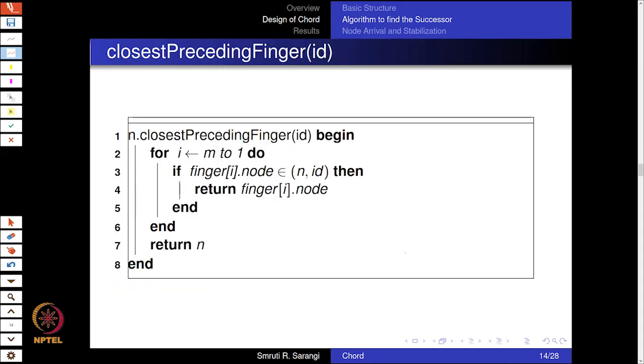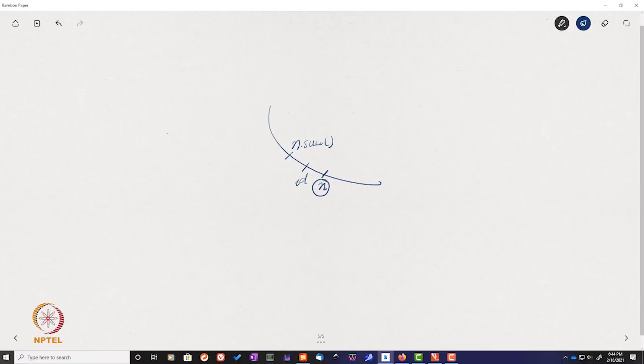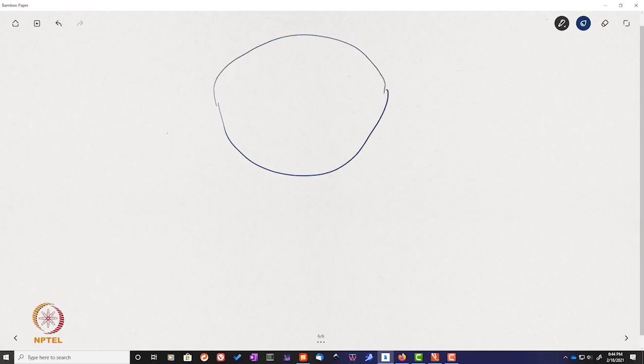So now what I need to do is figure out how the closest preceding finger function is written. The way that this is written is again rather interesting. Again I need to draw a big fat diagram to explain. So if I were to consider this as the relevant part of the ring, or maybe I can show you the entire ring. Okay, of course this is not drawn to scale. So this point is node n and this point is ID. What I do is I start walking backwards from the biggest finger to the smallest finger. So this could be the biggest finger. So from here I start walking backwards.